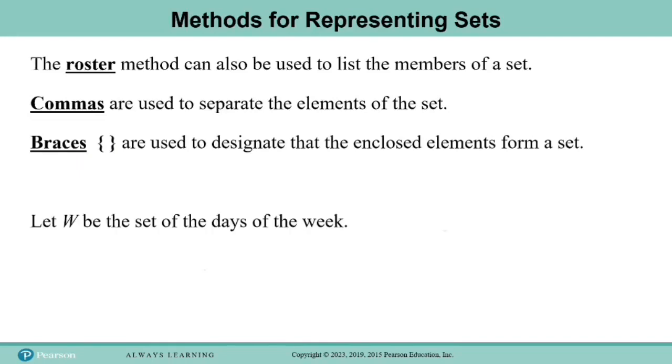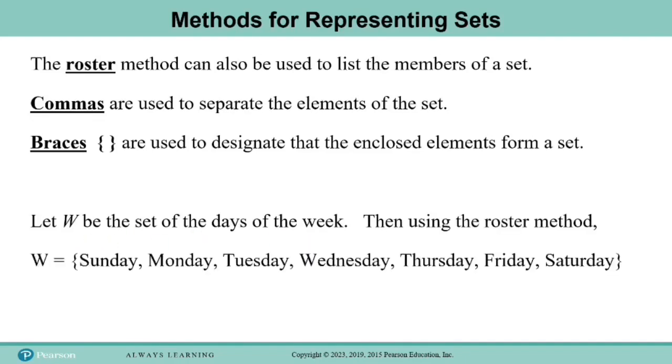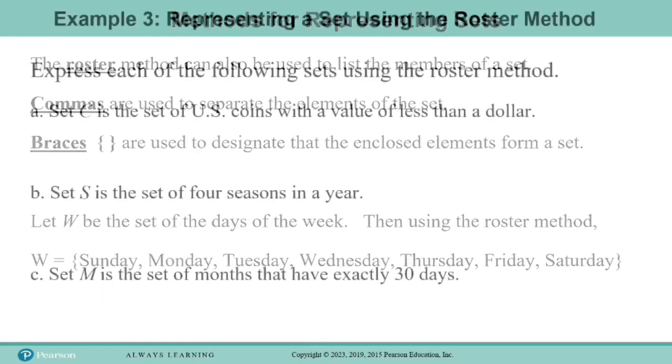So if we say that W is the set of the days of the week, that's a word description. And then using the roster method, we could say W equals the set containing Sunday, Monday, Tuesday, Wednesday, Thursday, Friday, Saturday. Now, just to reiterate, even if I were to state these 7 days of the week in a different order, it would still be the same set. It would still be the set W. So the order has nothing to do with it. This just happens to be the order that we see on our calendars.